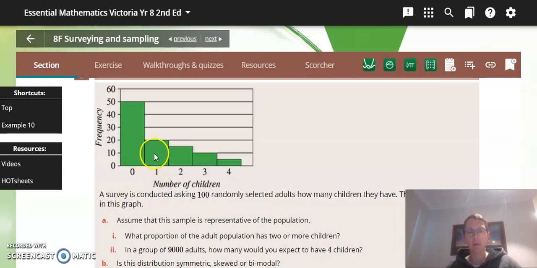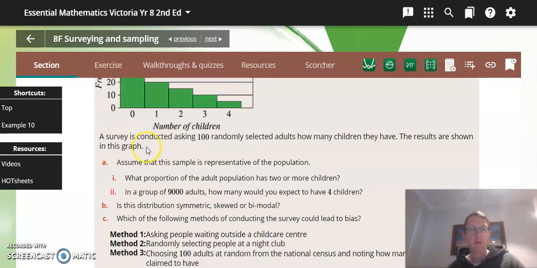Now, how many people have 1 child? 20. How many people have 2? About 15. We've got about 10 with 3, and about 5 people have 4 children. So I always have a quick look at the graph and try and understand what's going on in this place, and that makes a bit more sense for me now. So now we're going to move on to the question.